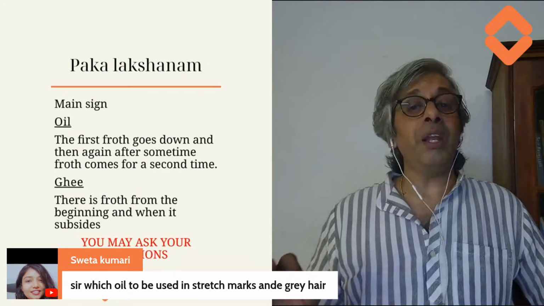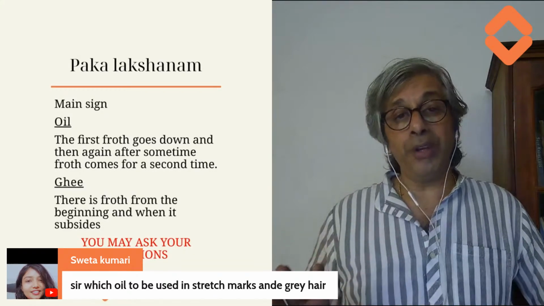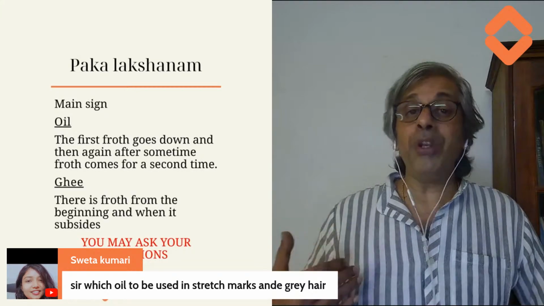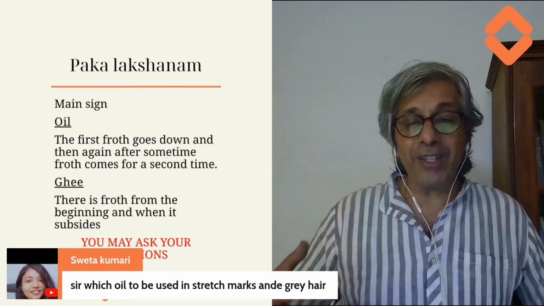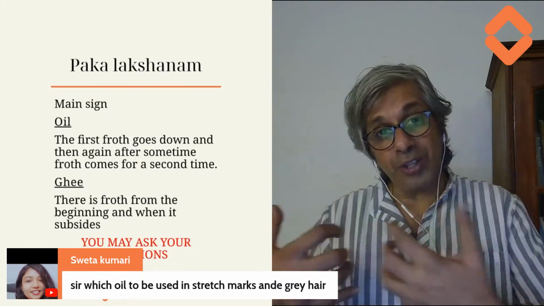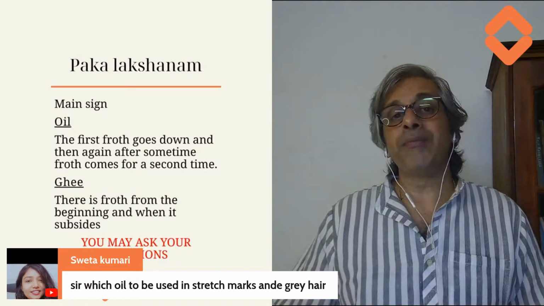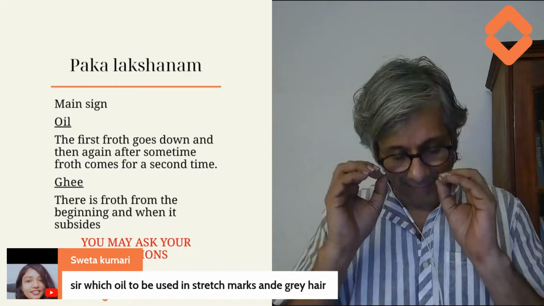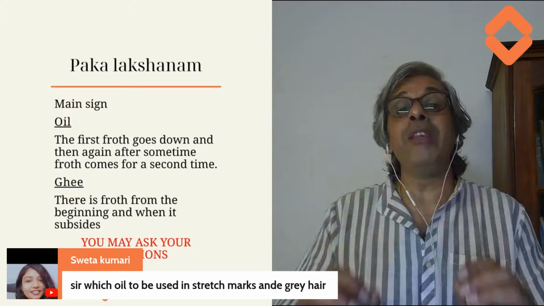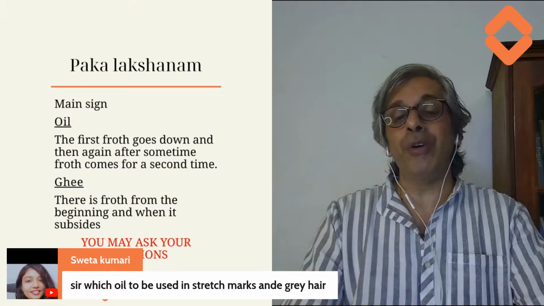So Dhanvantaram Thailam is something which is very good for removing stretch marks. But in my opinion, you have to start using it as your tummy starts growing and your skin stretches and breaks. But stretch marks are amazing. It reminds you of your motherhood.